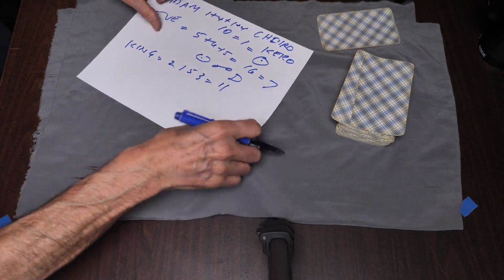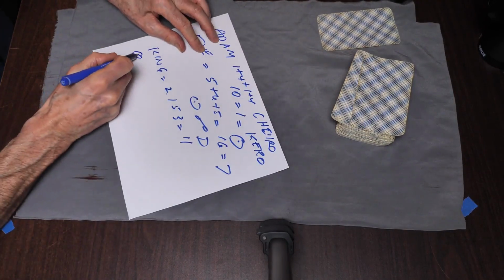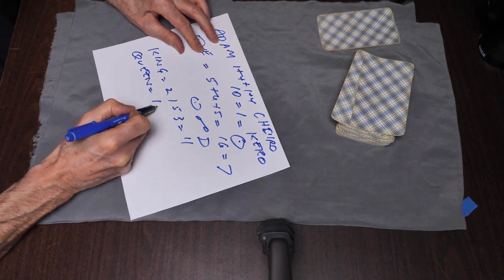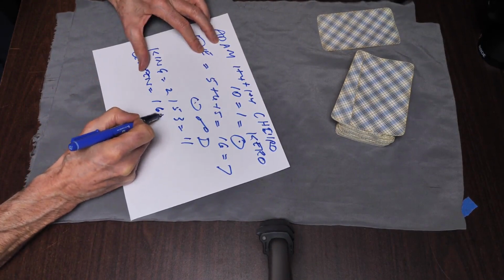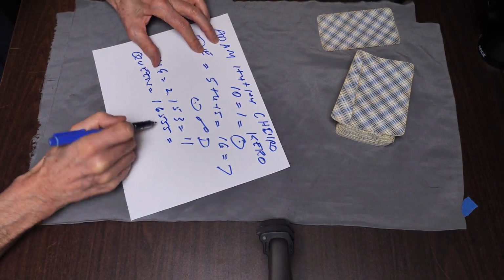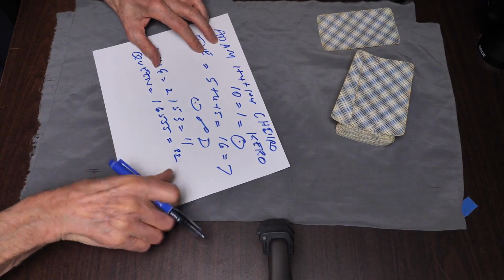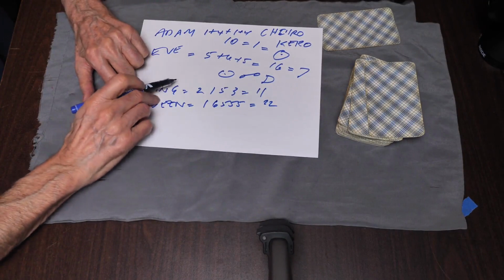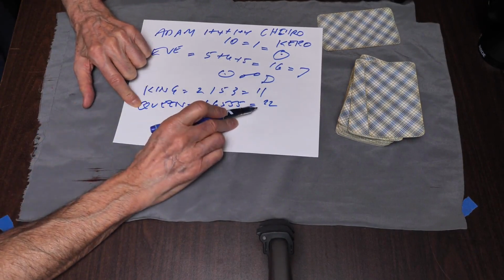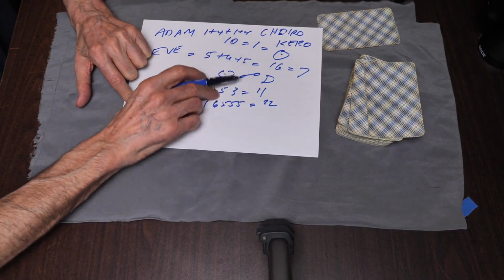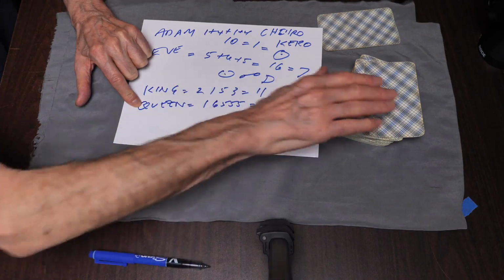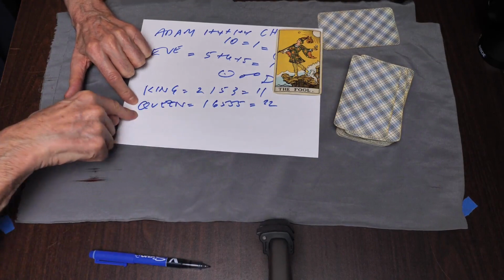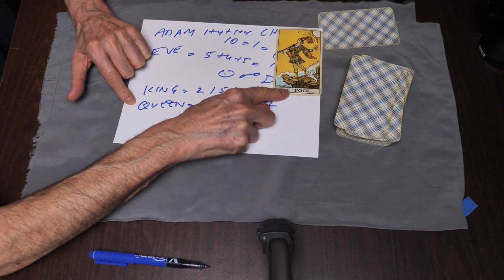Queen, is 16555 equals 1522. Okay, so Queen, when you use Cheiro's system, adds up to 22, which happens to be double the king, right? And 22 is a major trump, and it's the Fool card. So the Queen relates in some way to the Fool.